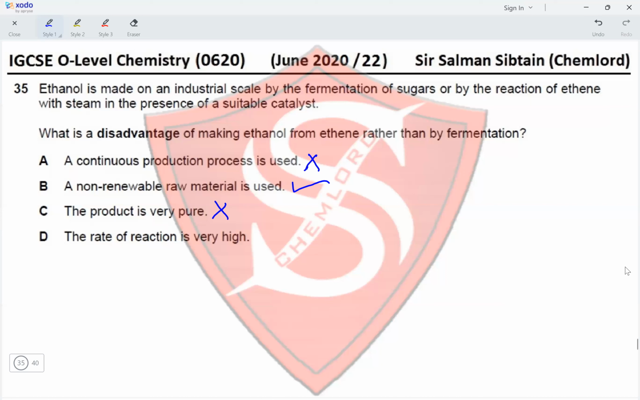The rate of reaction is very high. A high rate of reaction would mean the reaction would be completing more quickly. So that is good. That is an advantage, not a disadvantage. So the correct option for this question is option B.